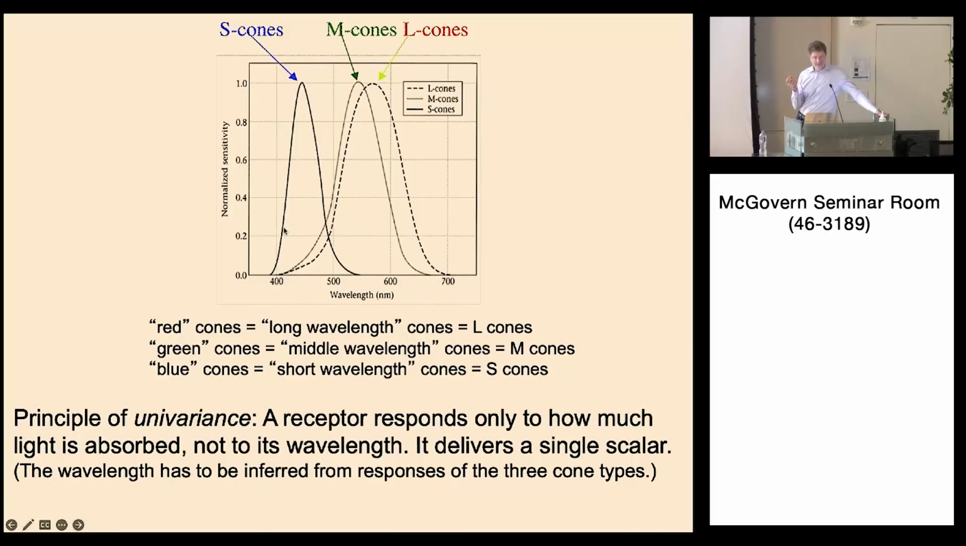higher intensity. Okay, so the consequence of that is that a single photoreceptor on its own doesn't really directly give you any information about wavelength. And that's why you actually need more than one receptor type if you actually want to be able to distinguish different wavelengths. Okay, so that's the principle of univariance. There's just sort of one dimension along which the response of the receptor varies.